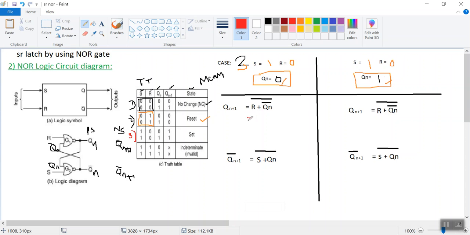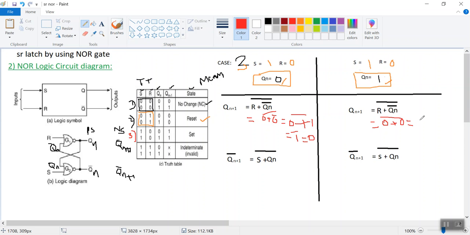In a similar way, if you substitute the values of your consideration, my R value is equal to 0 plus Qn value is equal to 0, 0 complement and whole bar. So 0 plus 0 complement value is 1 and whole bar. So your answer is here 1, 1 whole bar, which is equal to 0. In a similar way, you are getting your resultant here. So R value is equal to 0 plus Qn is 1, 1 complement is 0, 0 whole bar.